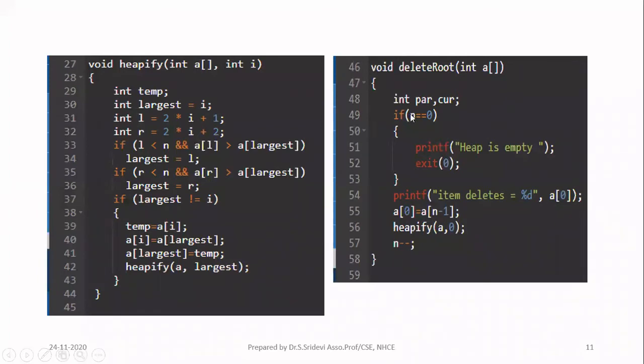Now, inside the function, I am going to first check whether n is equal to 0. When n is equal to 0, it means that my heap is empty. I can't delete any node because n value will tell you where you can insert your next element.